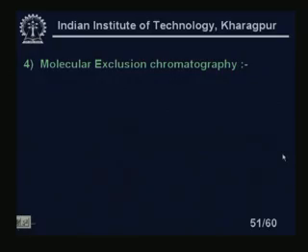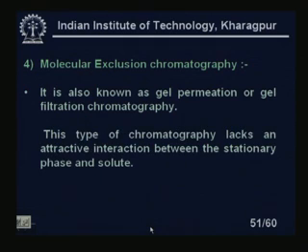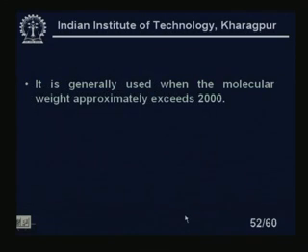Molecular exclusion chromatography. This is also known as exclusion chromatography. Sometimes it is called simple exclusion chromatography, but actually it is molecular exclusion chromatography. It is also known as gel permeation or gel filtration chromatography. This type of chromatography lacks an attractive interaction between the stationary phase and the solute. It is generally used when the molecular weight approximately exceeds 2000. Where it is less than 2000, we have the adsorption method.